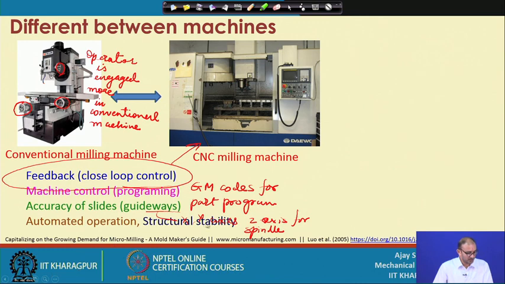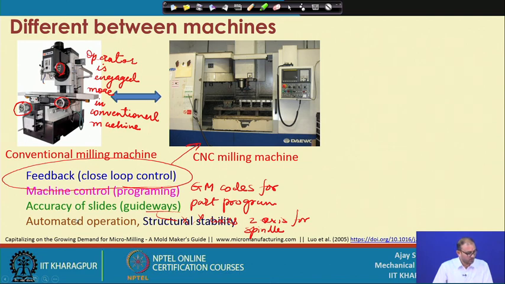Automated operation, structural stability. Those things are different between the conventional milling machine and the CNC milling machine. Operation is automated in a CNC machine, in the sense that once you feed the program into the controller, the controller will execute the program line by line, and depending on the movement of the axes in the XYZ direction, you can get your part machined very easily.